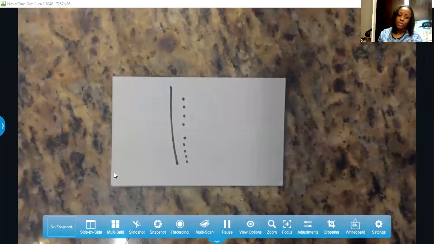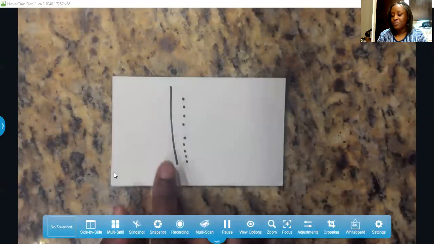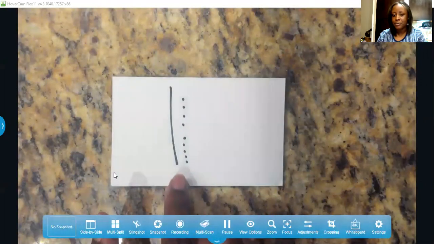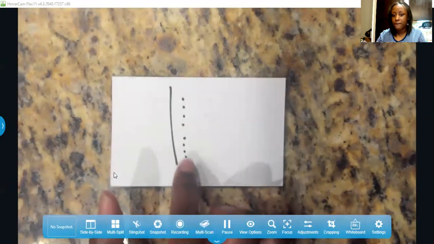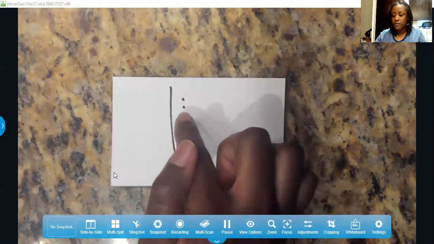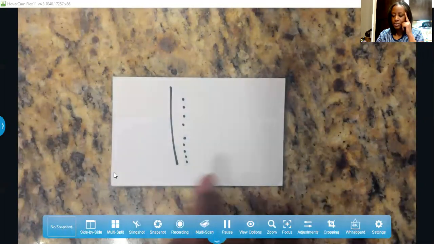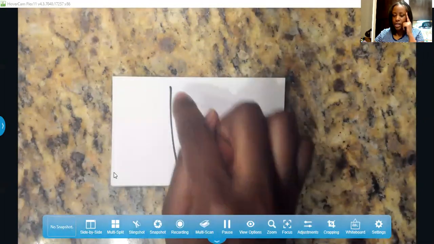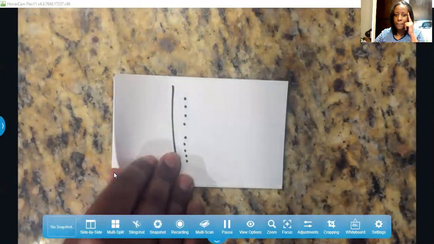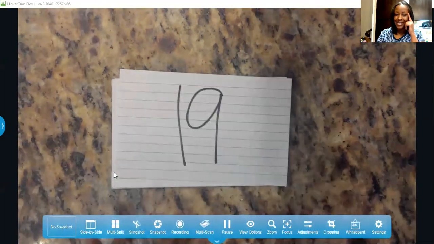So all I did was draw a picture of some quick tens and some ones, and I just want you to think about what number it is when you see it. Give you a minute to think. There's one quick 10. Then this little group right here is 5, 6, 7, 8, 9. What number is that? 10, 5, 6, 7, 8, 9. That's going to give you the number 19. Very good.